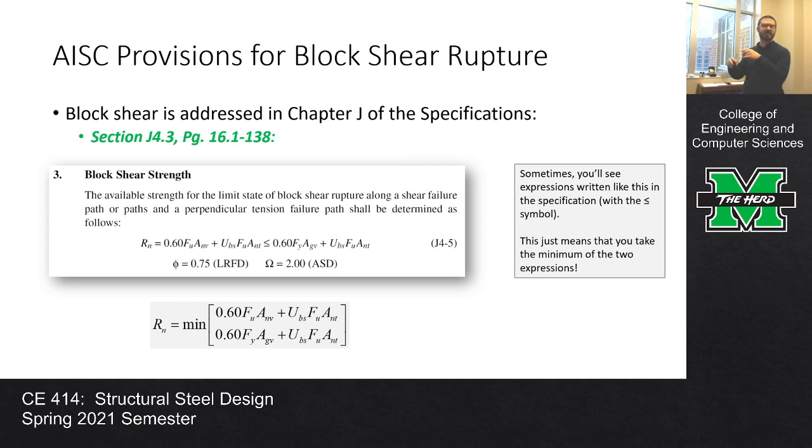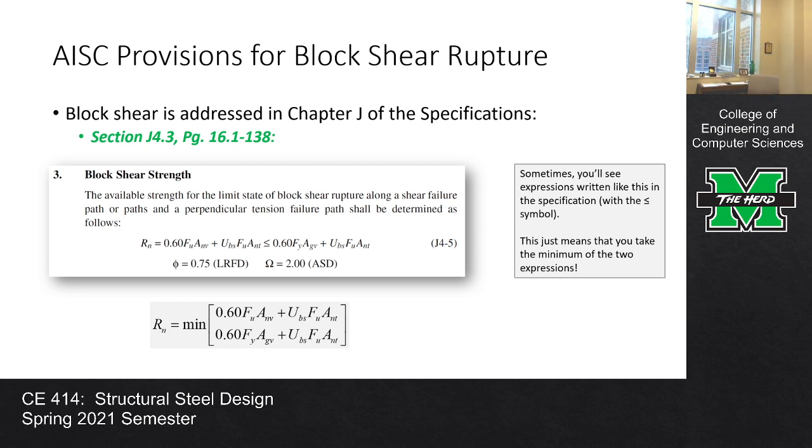Remember, each chapter of the spec addresses something unique, right? So chapter D is the chapter on tension members. Chapter F is the chapter on flexure, so moment and beams. We're in chapter J, which is the chapter on connections. And so this is sort of a connection-related phenomenon. So we're starting to dip our toes into chapter J.